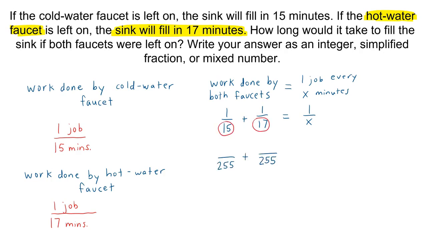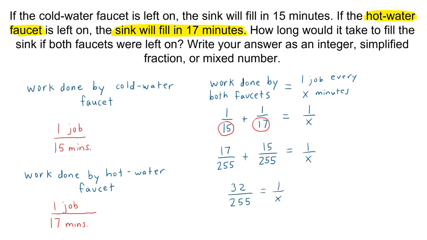Let's start by adding 1/15 plus 1/17. The common denominator is 255. 1/15 is equal to 17 over 255, and 1/17 is equal to 15 over 255, and that's equal to 1 over x.